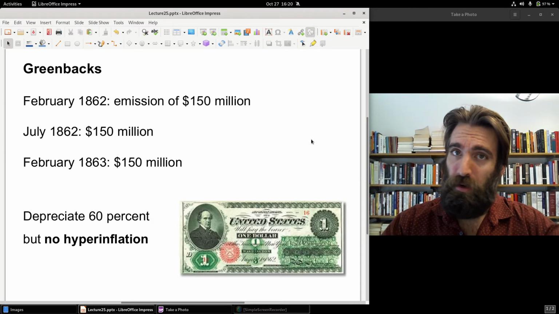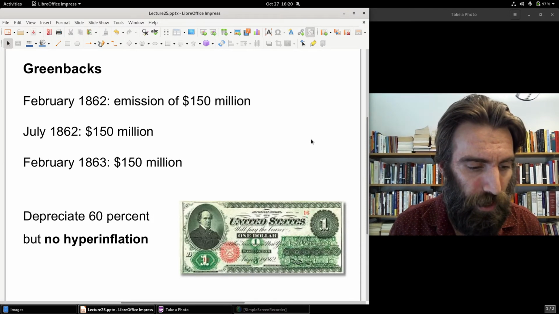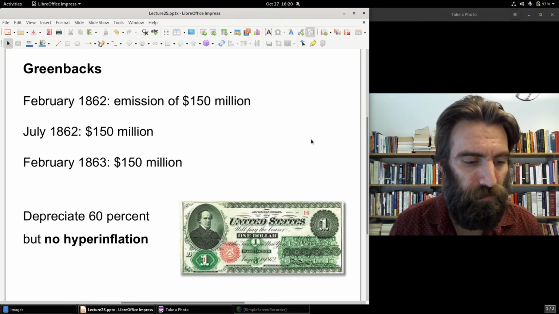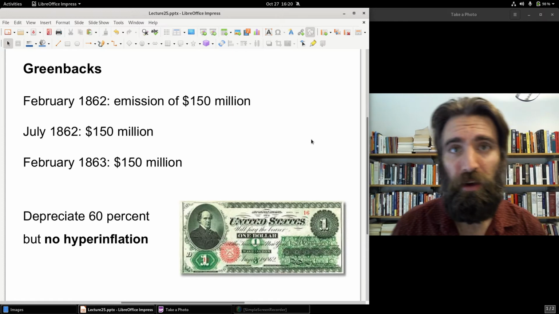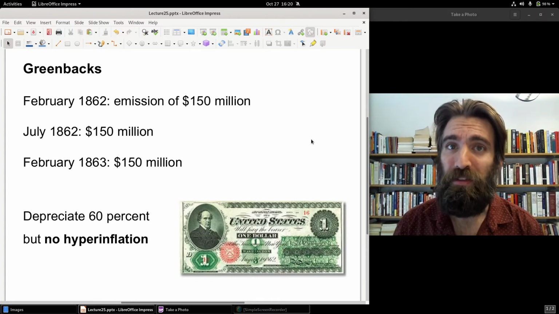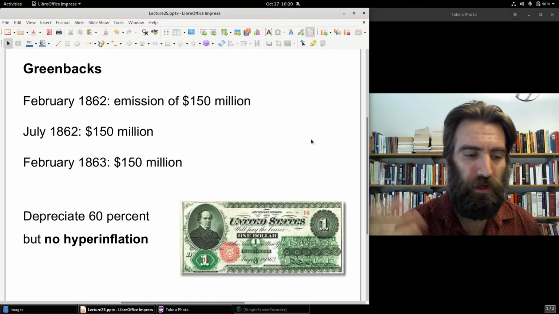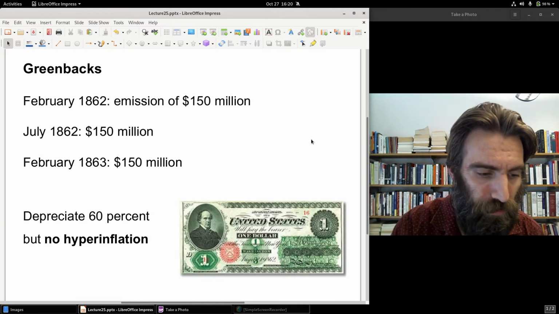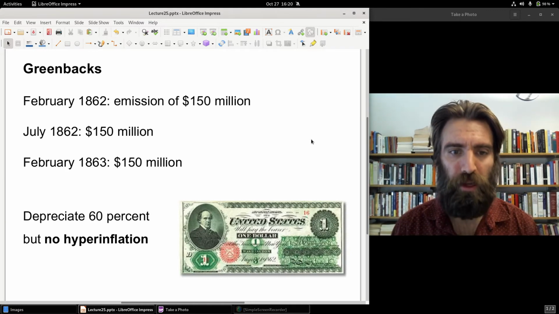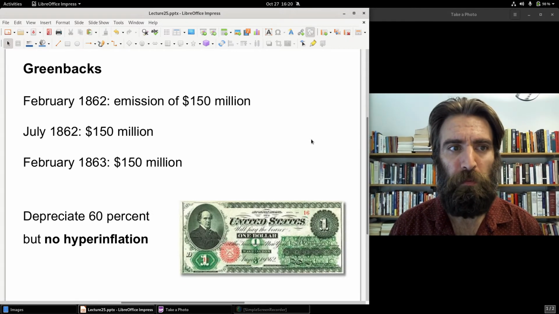Nevertheless, prices across the Union went up. I mean, it went up a lot. Prices between 1860 and 1865 in the North increased by 138%. That's a lot of inflation. It's a lot of inflation between all the different suspension of specie payments, these paper notes, and greenbacks.